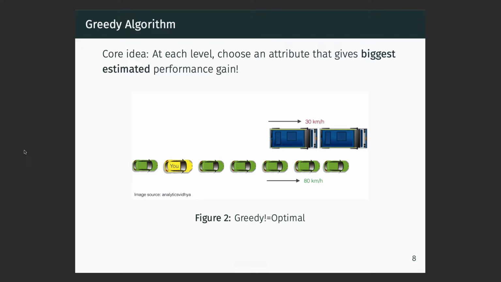We also looked at the fact that greedy is not going to be optimal. In this case, if you are in the yellow car and you take a greedy decision that you want to reach a destination very quickly, you might take a left. But that is a really bad decision because then you'll get caught up behind these trucks which are moving slowly. If instead you just kept on moving in this same path, following the cars, you'll reach your destination early.